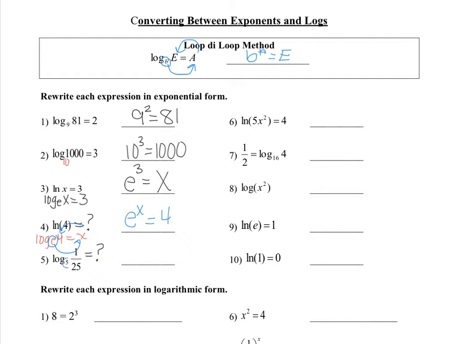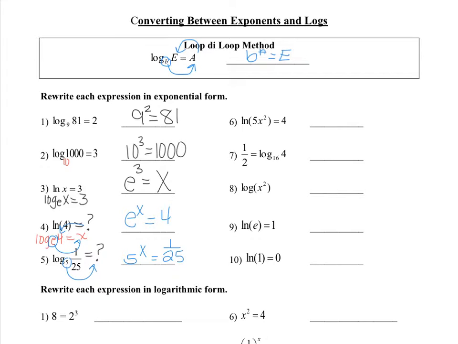Same thing with number 5. Start at the base. 5 to the x power. Don't know why I wrote e, sorry. So 5 to the x power equals 1 over 25. Okay, see if you could do 6 through 10. And then hit resume when you're finished.